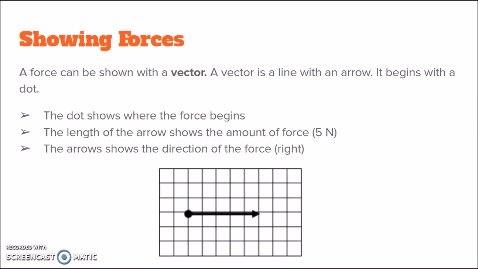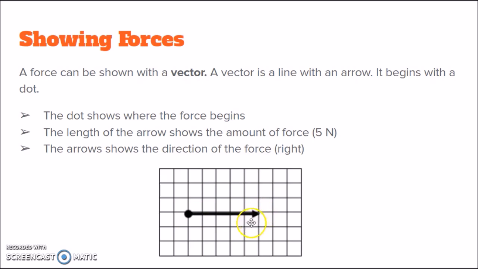Let's talk about showing forces on your assignment. Okay. A force can be shown with a vector. All right, this little arrow right here is a vector. The dot shows where the force begins, and the length of the arrow shows the amount of force. Okay, and it says here's 5 newtons. Now, why is it 5 newtons? Well, you count how many little boxes are there. It goes 1, 2, 3, 4, 5. Okay, so this shows a force of 5 newtons, and it also shows it toward the right because the arrow is pointing toward the right.